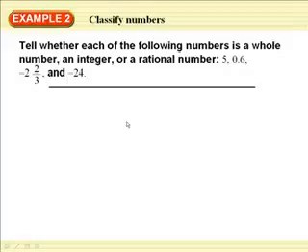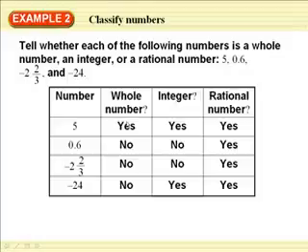So let's see how they do this. I think they make a nice table. Yeah, so let's talk about why we're saying yes to certain things. Let's start with number 5. Is it a whole number? Remember the whole numbers were like 0, 1, 2, 3, 4, 5. So yes, it is. It's an integer because it's a positive number. It's a rational number because it can be written as a fraction, which is 5 over 1. So that's why we said yes to all 3 of those. Okay, 0.6, is it a whole number? It's not a whole number, it's a decimal part of a number.